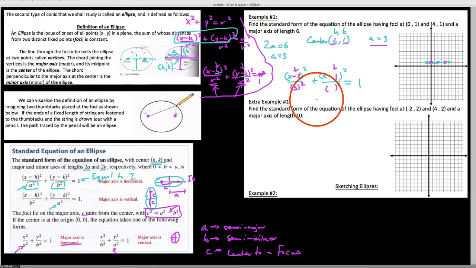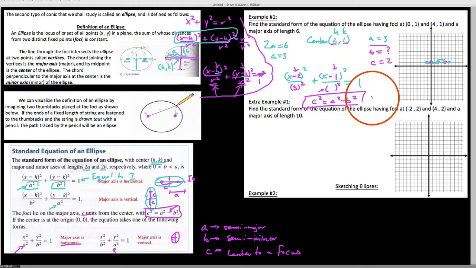The trick comes in this. We're always going to remember that c squared equals a squared minus b squared, where a is the bigger number with ellipses. So here's the deal. Out of a, b, and c, we could actually determine that c is this distance here from the center to a focus. We already know this is 2. So we could work backwards to figure out what this b has to be right here.